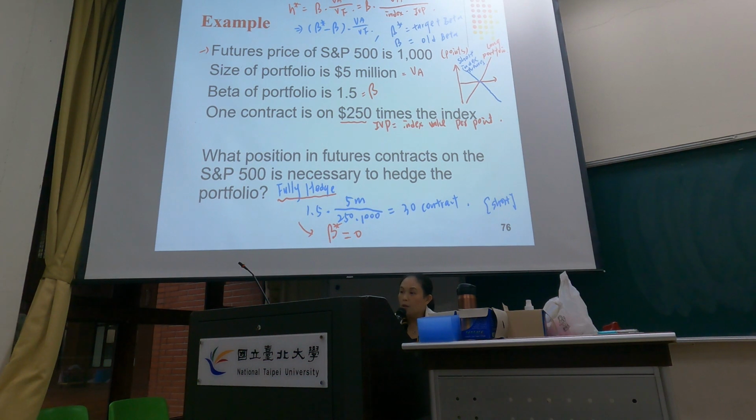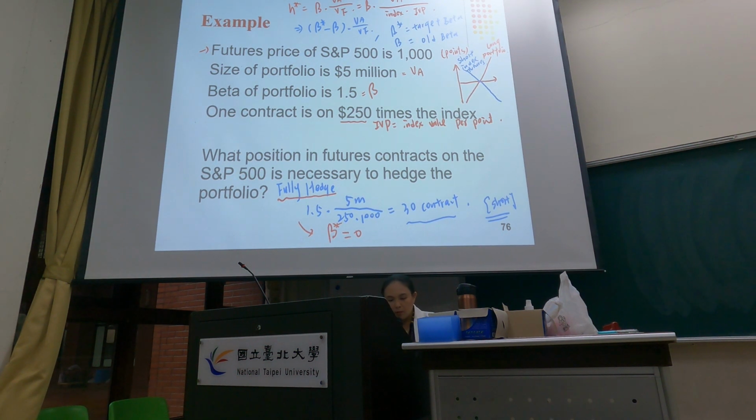Can you guys follow me? Okay, so short 30 contracts means that you have fully hedged your underlying risk. As a consequence, the portfolio beta would equal 0 after you go short 30 contracts. Are we okay with that?